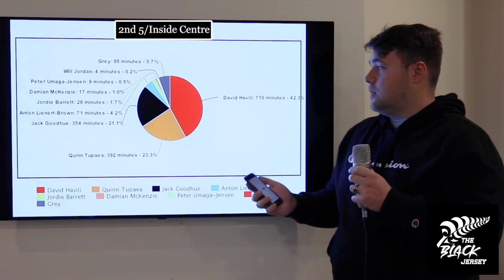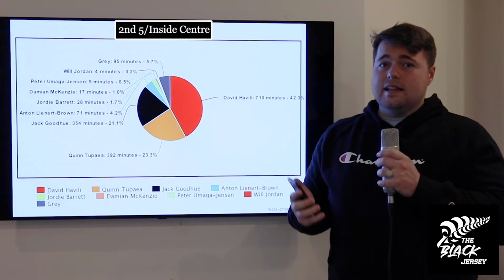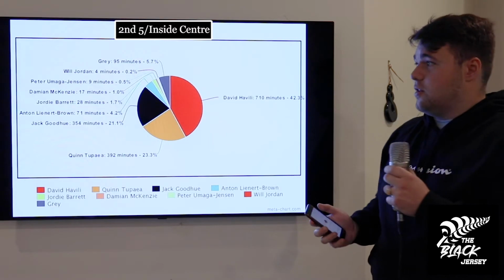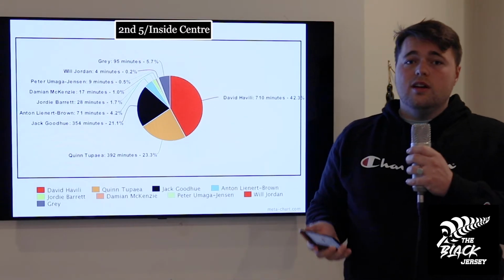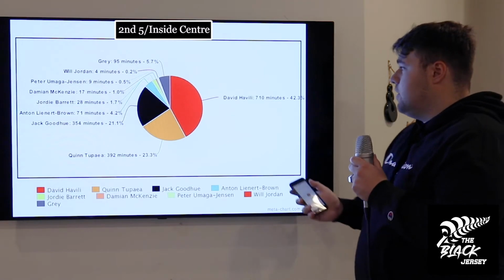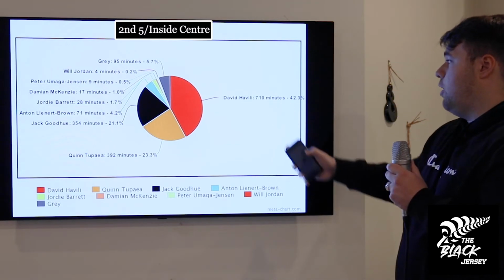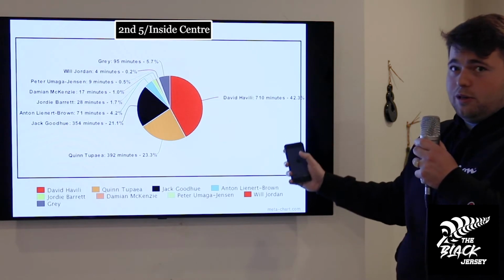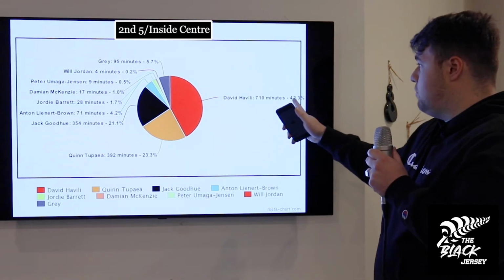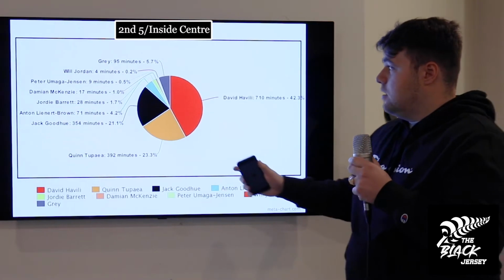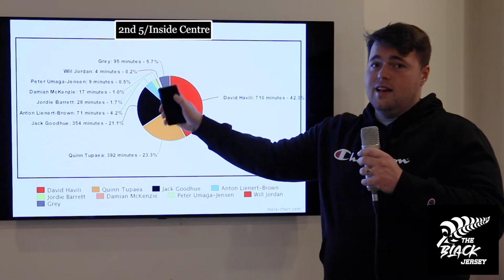This is because of a yellow card to David Havili, and Ngani Laumapi has moved to France, so his 85 minutes have gone grey. They are no longer useful in the depth chart. Havili has played the most minutes at 12. He's really come in and stabilised the jersey, as I've said many times. 710 minutes, so 42.3%. You've then got a lot of players coming in here.